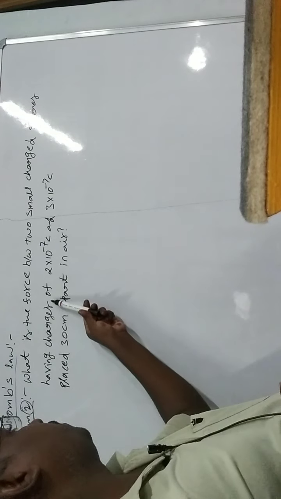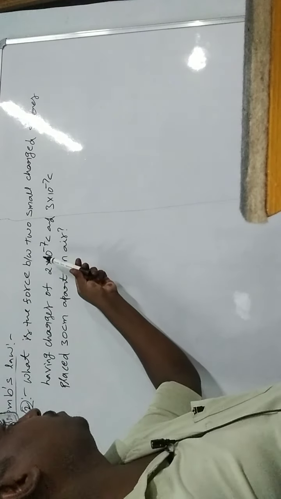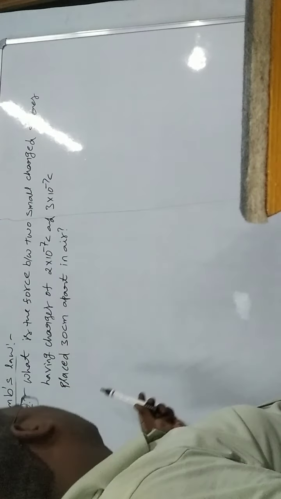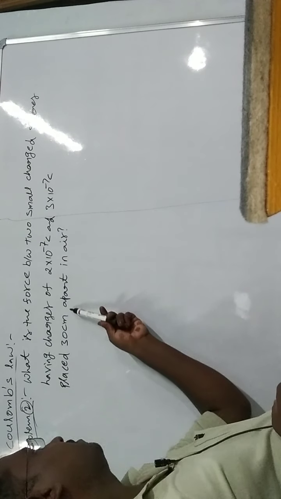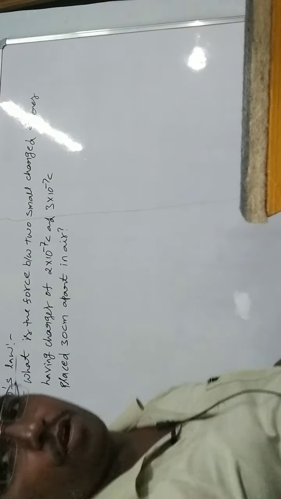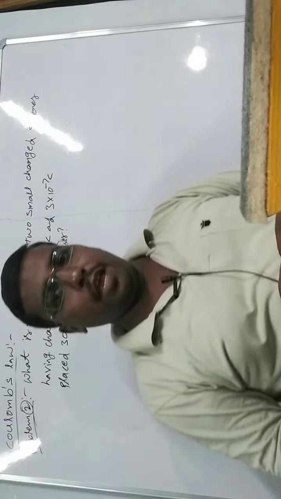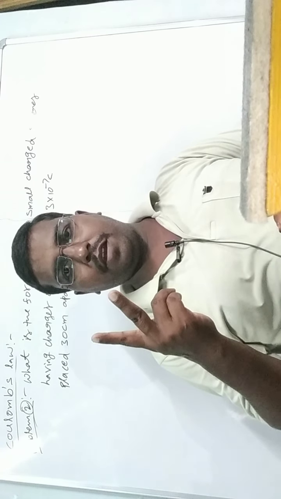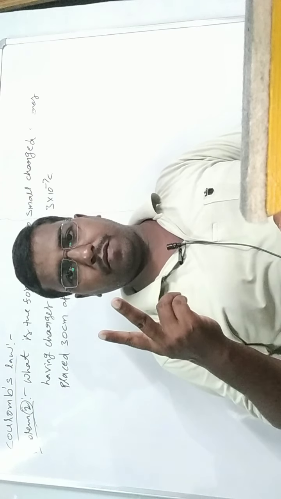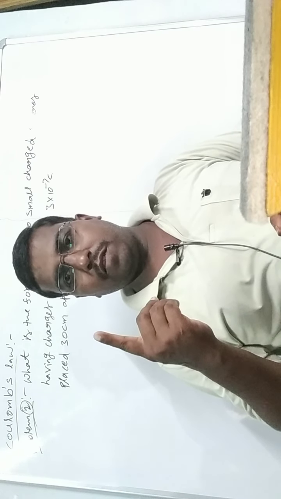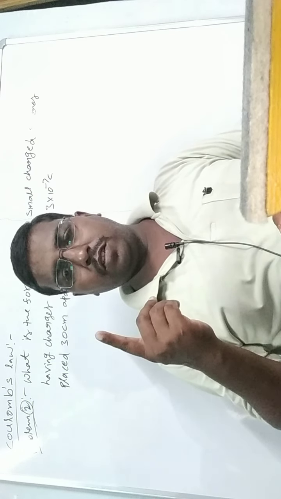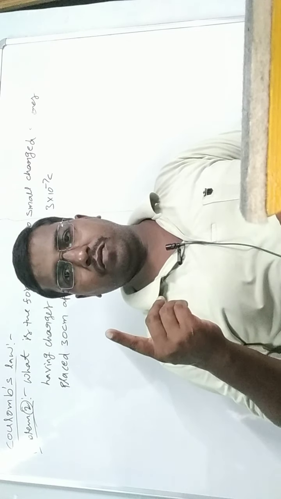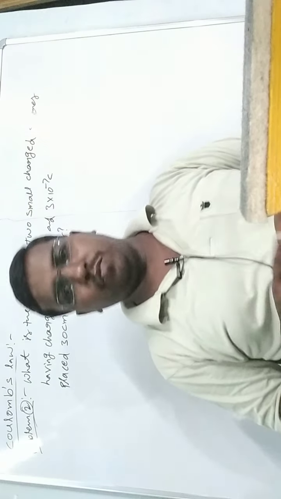Having charges of 2 into 10 power minus 7 coulombs and 3 into 10 power minus 7 coulombs. Now, they are placed 30 centimeters apart in air. That is, in air, these two charges are separated by 30 centimeters. One is 2 into 10 power minus 7 coulombs and the second one is 3 into 10 power minus 7 coulombs. Then we have to take the direct formula for Coulomb's law.